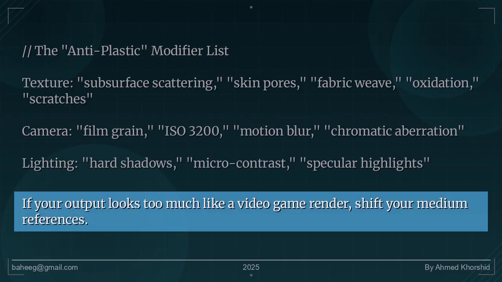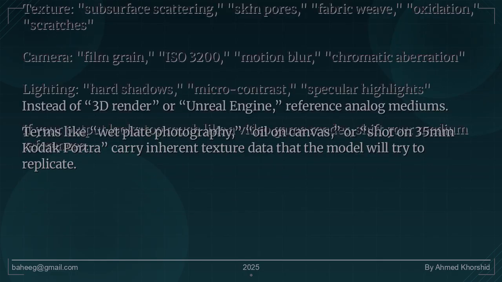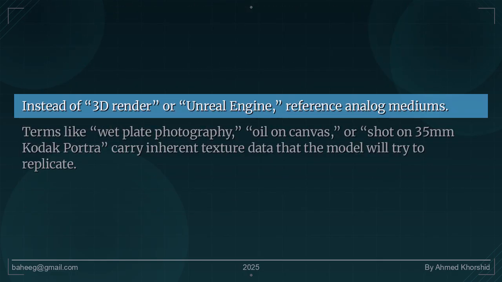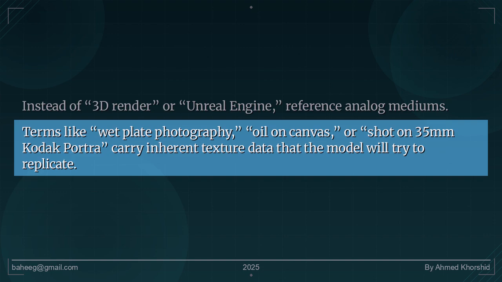If your output looks too much like a video game render, shift your medium references. Instead of 3D render or Unreal Engine, reference analog mediums. Terms like wet plate photography, oil on canvas, or shot on 35mm Kodak Portra carry inherent texture data that the model will try to replicate.